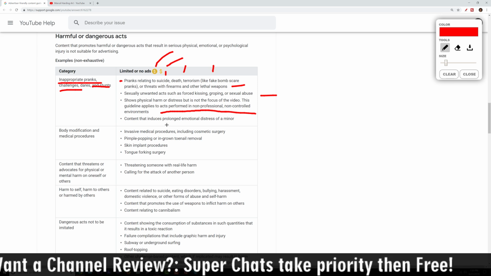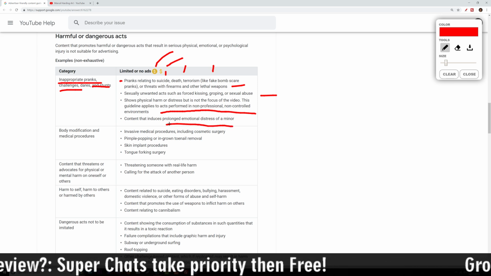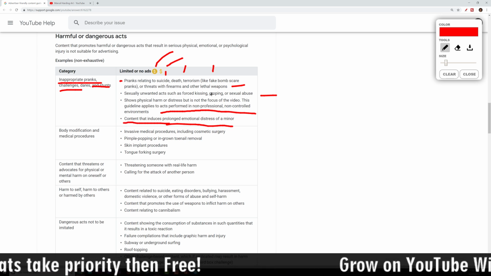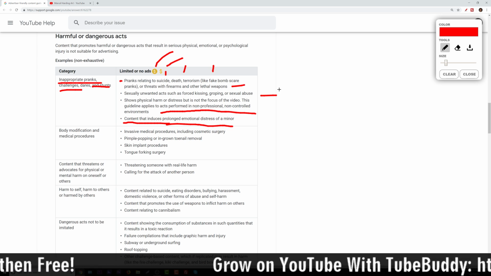Content that induces prolonged emotional distress of a minor. I don't disagree with this. I think that if the main purpose of the content is to show emotional distress of a child, you should expect limited or no ads.